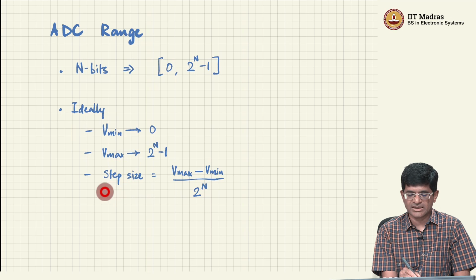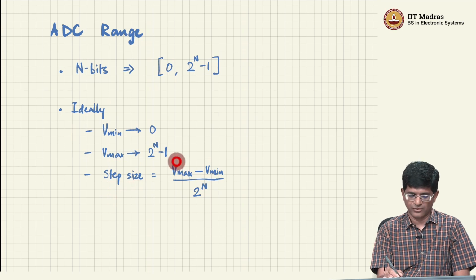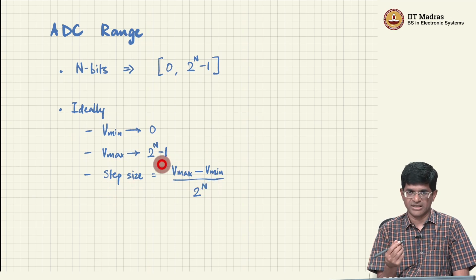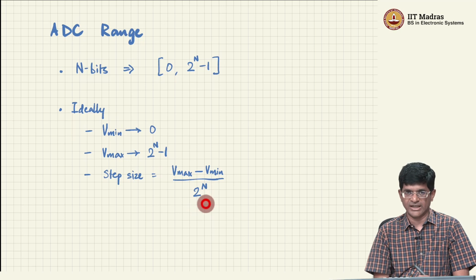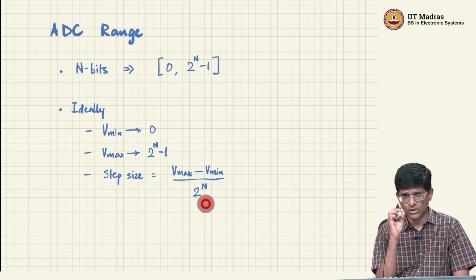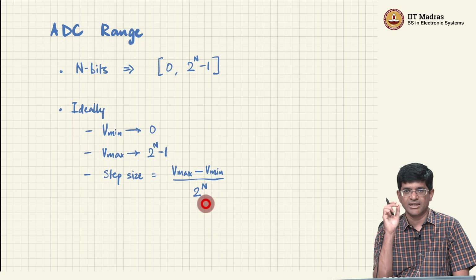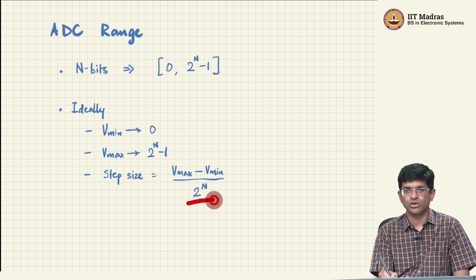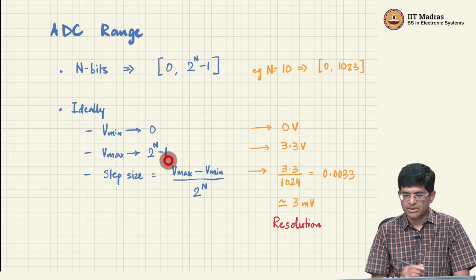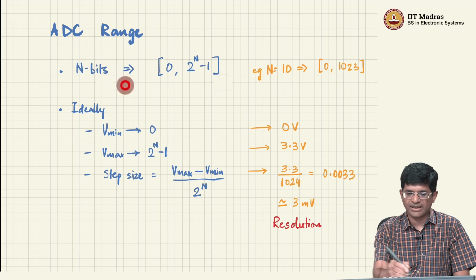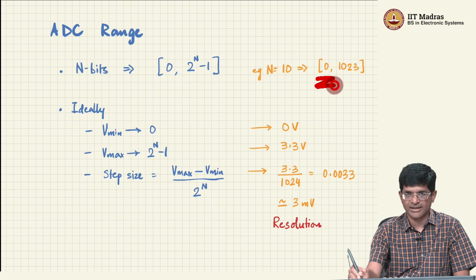Which means that everything else in between is based on a step size. I have Vmax minus Vmin, the total range, and within that I have 2 to the power of n different steps. So, the increment that I get on each step is 1 over 2 to the power of n times Vmax minus Vmin, right. To take some concrete examples, let's look at n equal to 10. What that means is the smallest number that I can get is 0, the largest number is 1023.